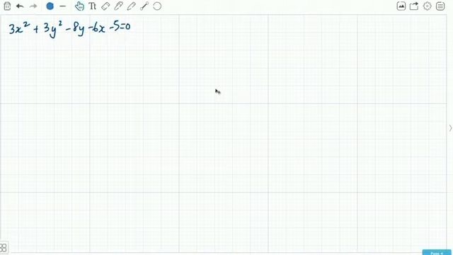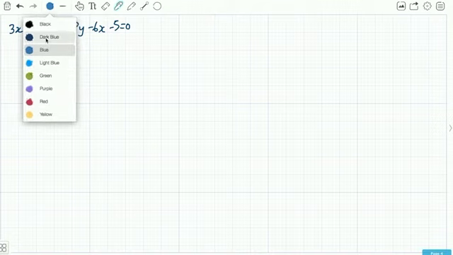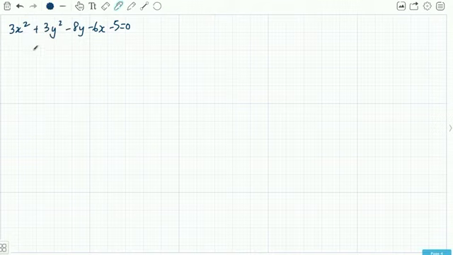So you could pause the video at this point, you can try and do this now without me. I'll do it in blue. So we're going to put the x's together and put the y's together, so 3x squared minus 6x plus 3y squared minus 8y equals 5.